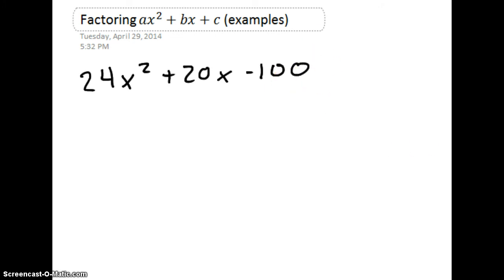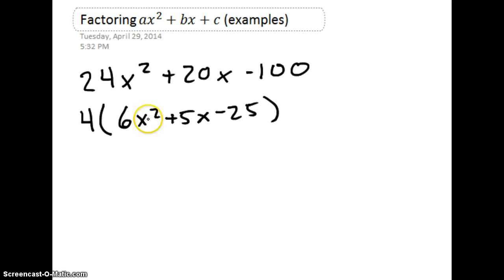So the first thing to always remember is to always try and factor stuff out. We look for the greatest common factor among 24x squared, 20x, and negative 100, and we notice that we can pull a 4 out of each of those. If I pull a 4 out, what I get is 6x squared plus 5x minus 25. I can check this by distributing the 4 to everything on the inside, and I do in fact get 24x squared plus 20x minus 100.